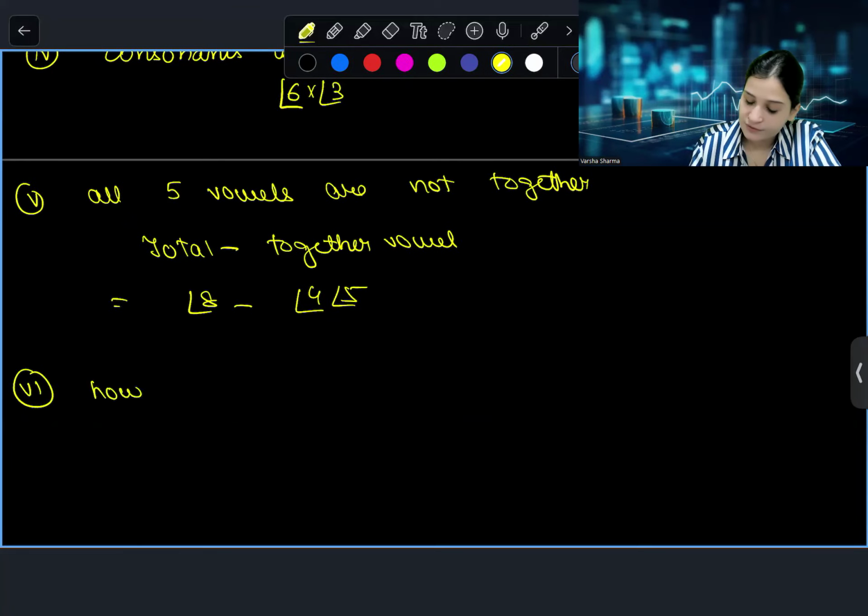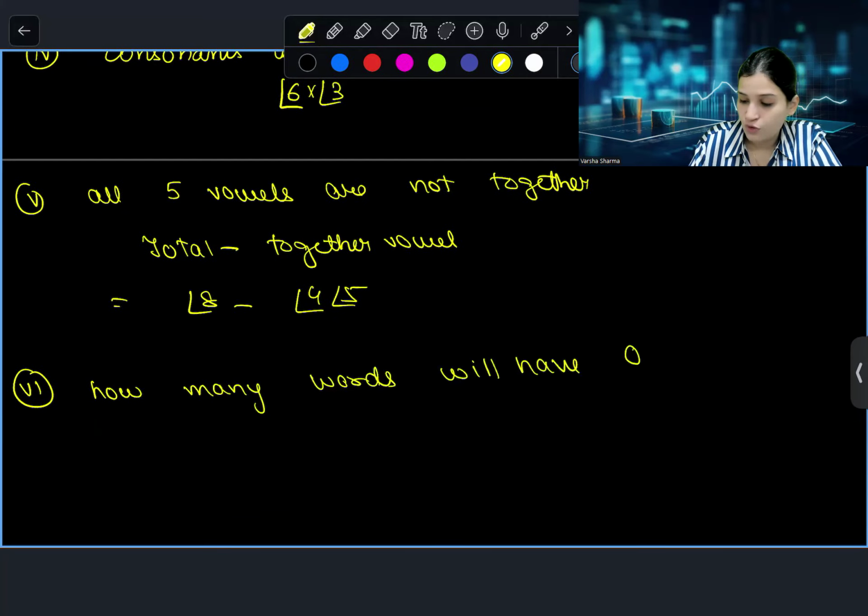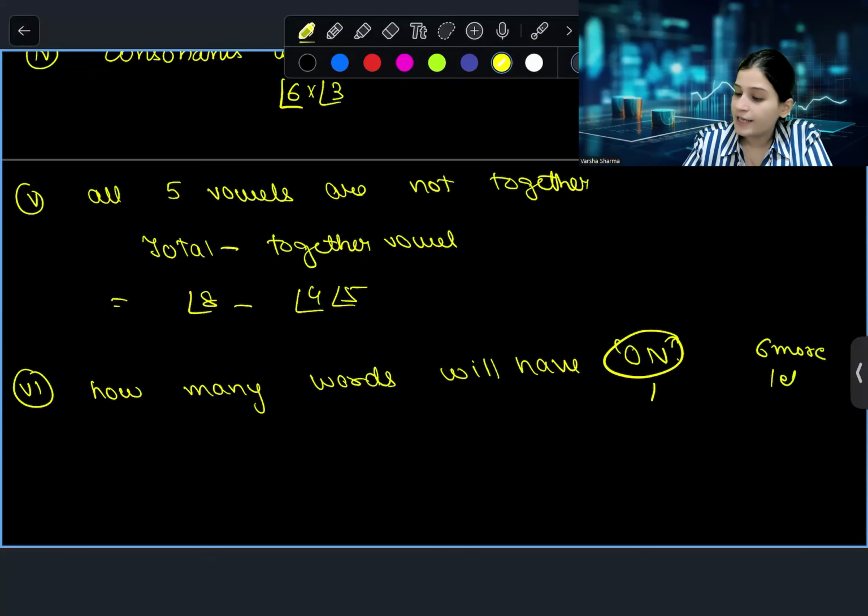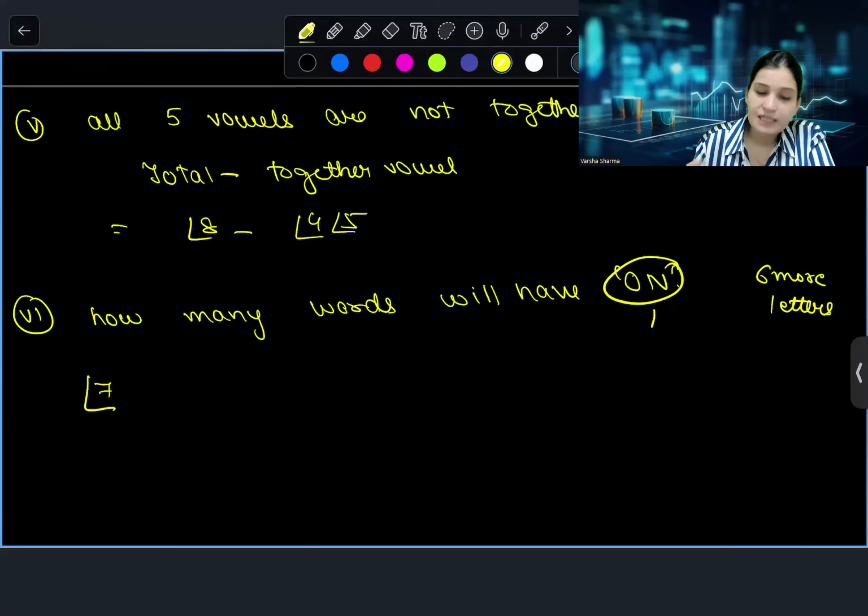How many words will have ON? That means ON has to appear together. So what we do is we form a bundle of ON and there are 6 more letters. So those 6 letters and this bundle form 7. So 7 letters can be arranged in how many ways? Factorial 7 ways.